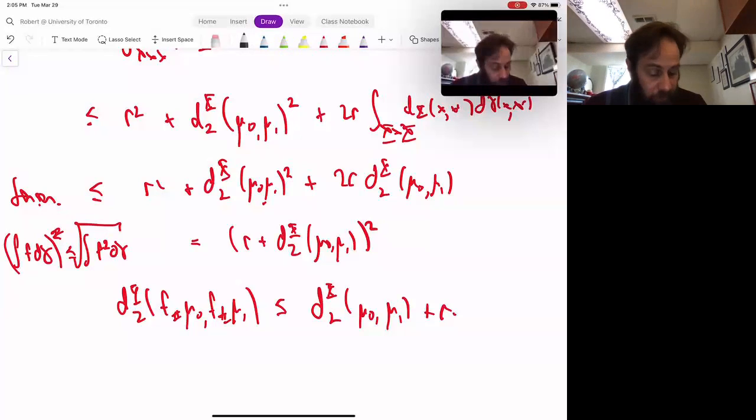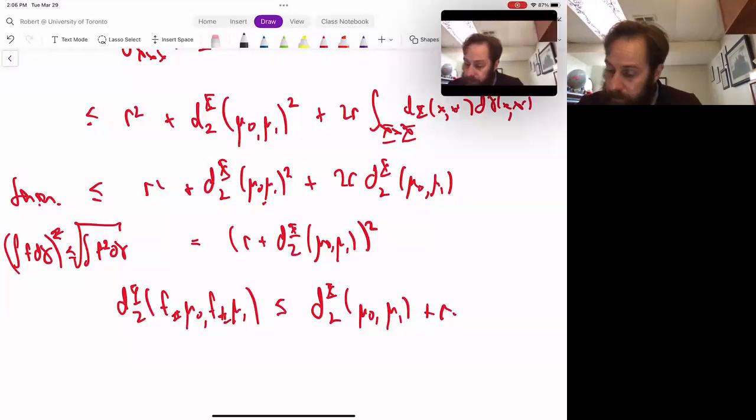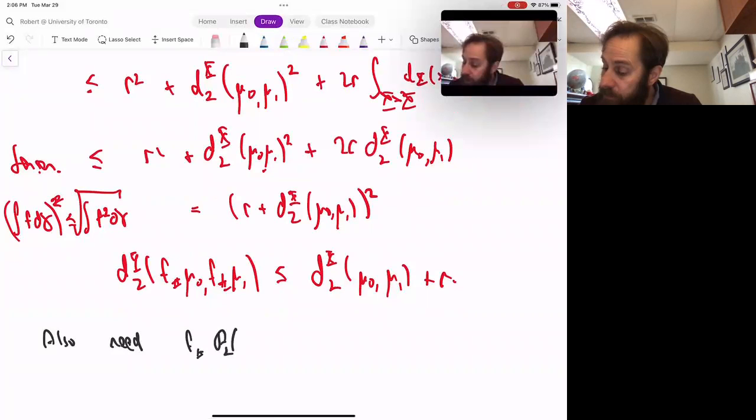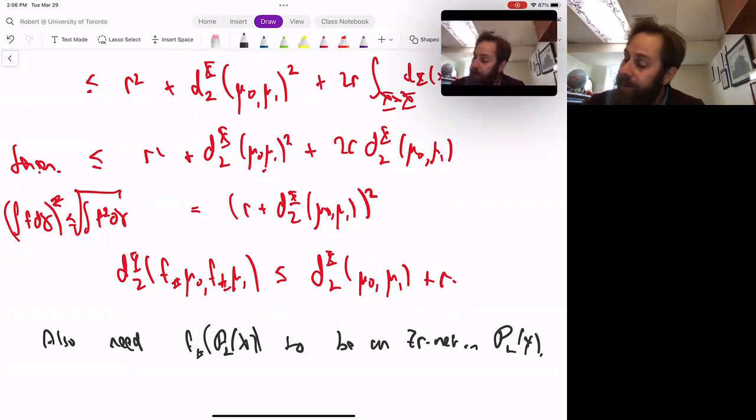But it seems like I just showed it's an isometry. Of course, I need a little bit more to show it's an isometry. I also need to show that F push forward takes P2 of X to be an R-net in P2 of Y. But again, I think I get something better than that. So maybe I get 2R.